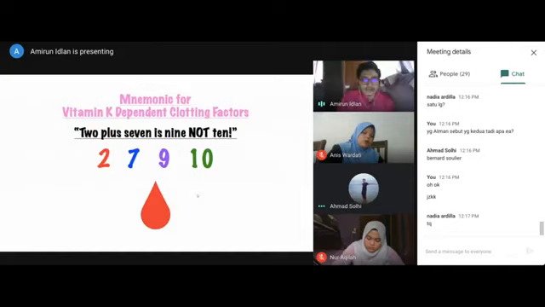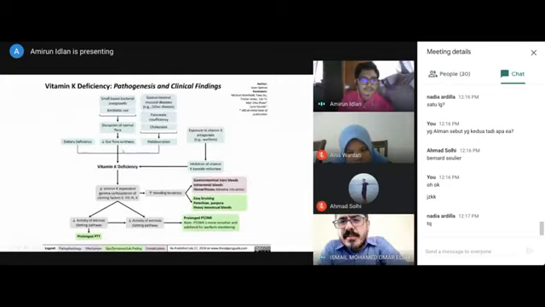Another reason is that when a mother uses antibiotics during pregnancy, it will also cause this small bowel bacterial overgrowth. Because of this, there will be destruction of normal flora and reduced gut flora synthesis. Therefore, there will be vitamin K deficiency, which is vitamin K2.